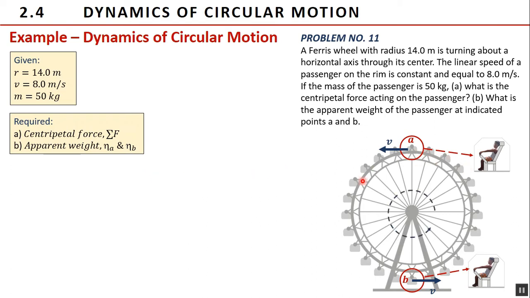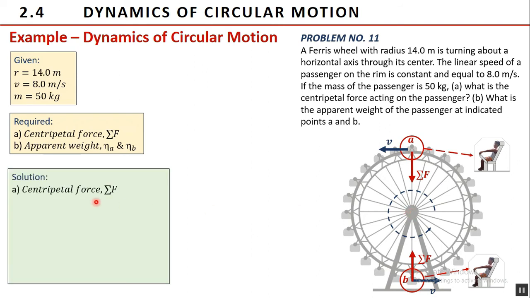The Ferris wheel is rotating on a vertical plane. We know already that a centripetal force must act in order for the passenger to move on this circular path, and it is always towards the center of rotation. If the passenger is located at point A, that is the highest point, the centripetal force is downward. If the passenger is located at point B, that is the lowest point, the centripetal force is upward. We see here that regardless of the position of the passenger, the centripetal force is always towards the center of rotation. Now let us solve for centripetal force.